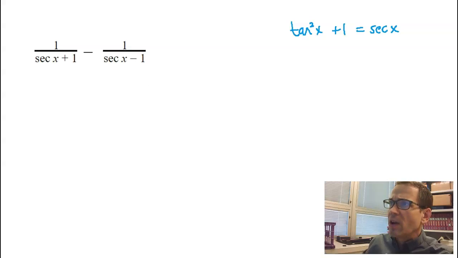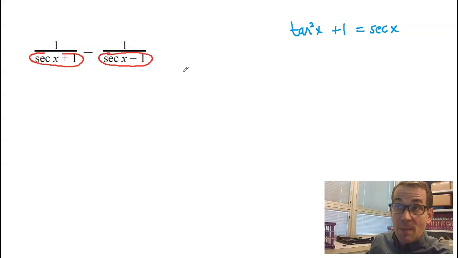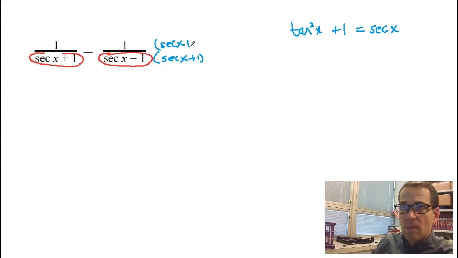Now, it might seem weird to try and think about a common denominator for something like this. This guy's a denominator. This guy's another denominator. And if I want to know the common denominator, I can simply take the product of those two things. Basically, if this denominator had a secant x plus 1, and if this denominator had a secant x minus 1, things would look a lot better. So I'm going to take this guy and multiply his top and bottom by secant of x plus 1. And I'm going to take this denominator and numerator and multiply it by secant x minus 1.